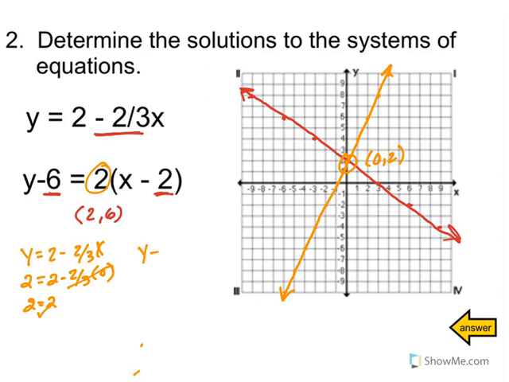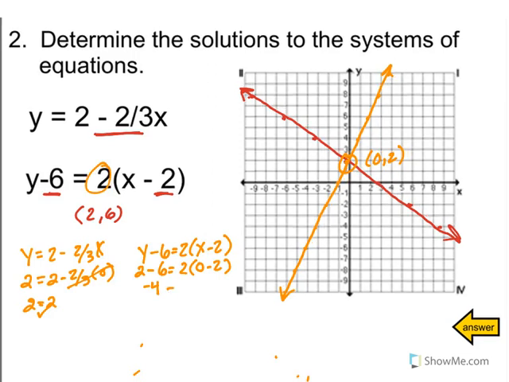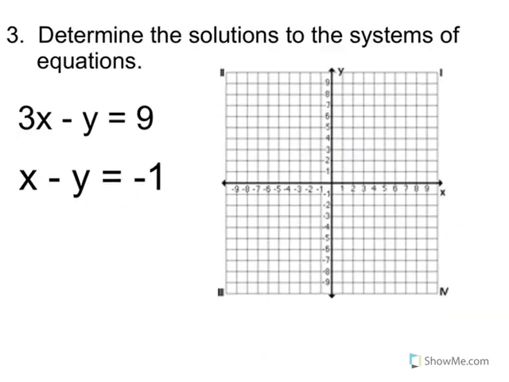I check my next one. y minus 6 equals 2 times x minus 2. My x was 0. My y was 2. 2 minus 6 is negative 4. 0 minus 2 is negative 2, and negative 2 times positive 2 is also negative 4. So that would be the same case there. So we're good on that one. Let's check our last one.